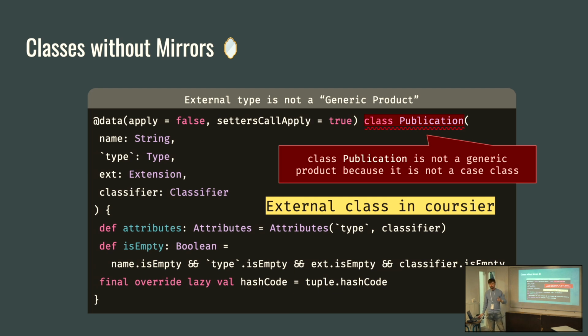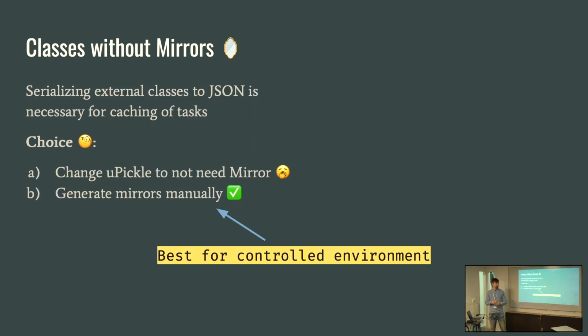Because we really need this mirror. So there's two choices. Either the upickle library in Scala 3 is wrong, because in Scala 2 you didn't need a mirror. So by requiring a mirror in Scala 3, you're inevitably breaking code. So we could either change upickle to not need a mirror and do what it did before, or we can just quickly generate some mirrors and call it a day.